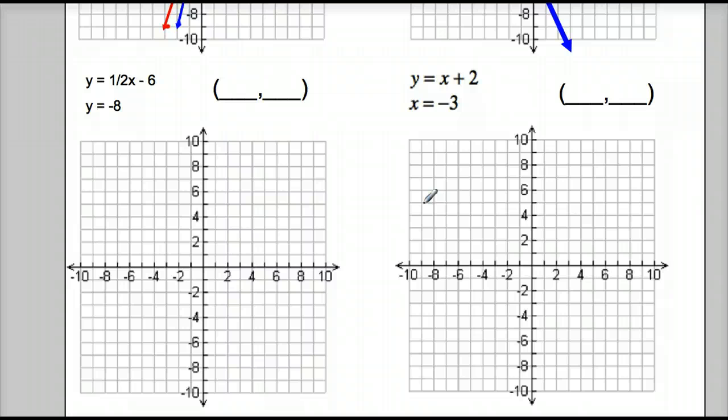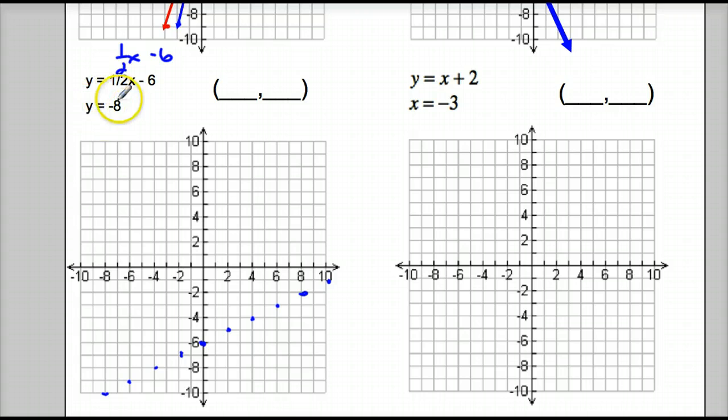Now down here we have 1/2 x minus 6, and this is written kind of weird. It should look something like this, 1/2 x minus 6. But anyways, we know that our b is -6, and that's where we start. And our slope is 1 over 2, so we go up 1 over 2, up 1 over 2, up 1 over 2, up 1 over 2, up 1 over 2. And we go down, and we get a line that looks like this.